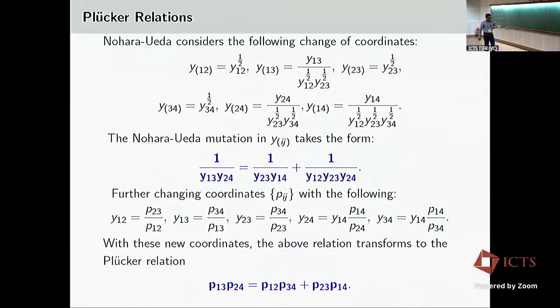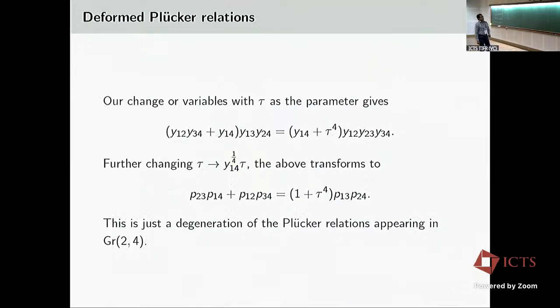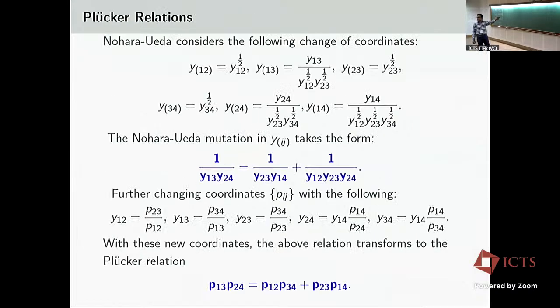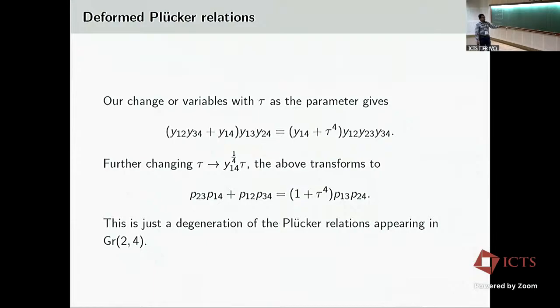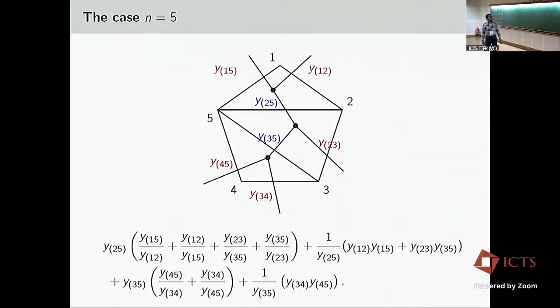One can do the same here. If I follow their algorithm, the one that Nohara Ueda does, I get something like a deformed Plucker relation. If I put tau equal to 0, this is the usual Plucker relation, but this is a deformed one because, in my setting, the sum of two monomials should be equal to the sum of two monomials. A similar thing holds even for n equal to 5.